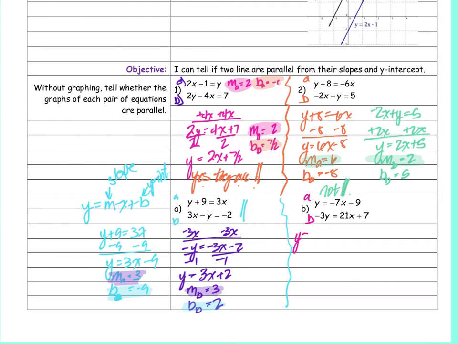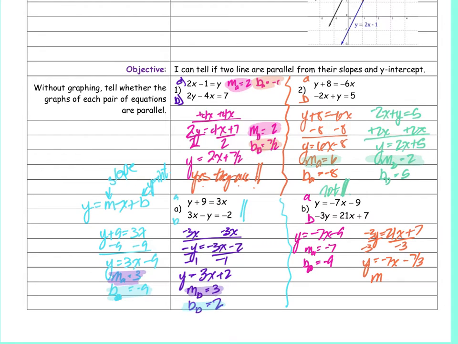I've got y equals negative 7x minus 9. They're already parallel. It's already solved for y. So the slope of line A is going to be negative 7. And my y-intercept of line A is going to equal negative 9. Okay. So for line B, I have negative 3y equals 21x plus 7. Divide by negative 3. Y equals negative 7x minus 7/3.